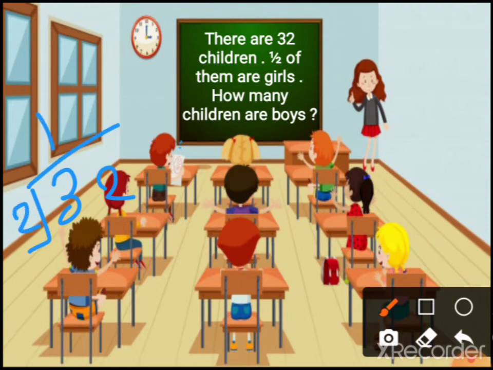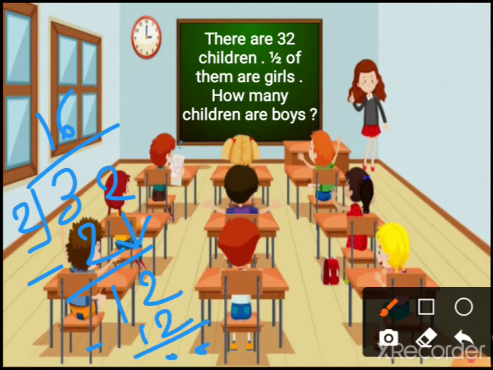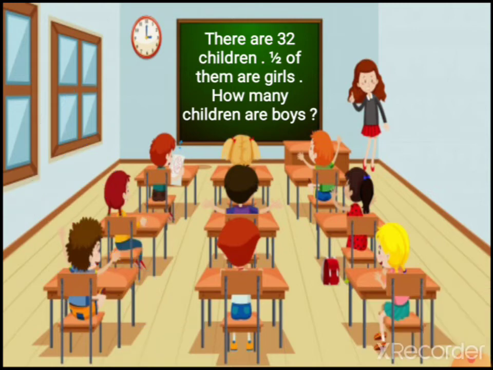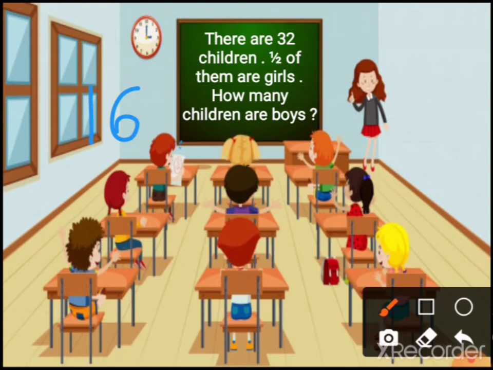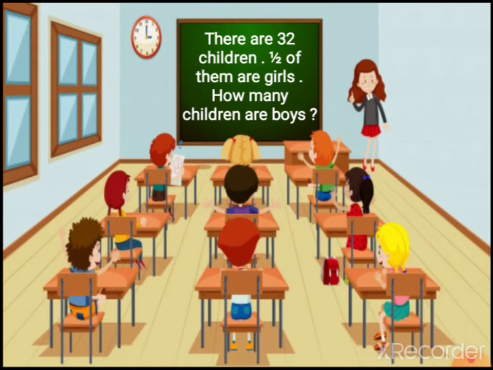2 into 1, it's 2. 3 minus 2 it will be 1, and then bring down. So again 2 into 6 it will be 12. Your answer is 16. There are 16 girls and there are 16 boys. Wow.